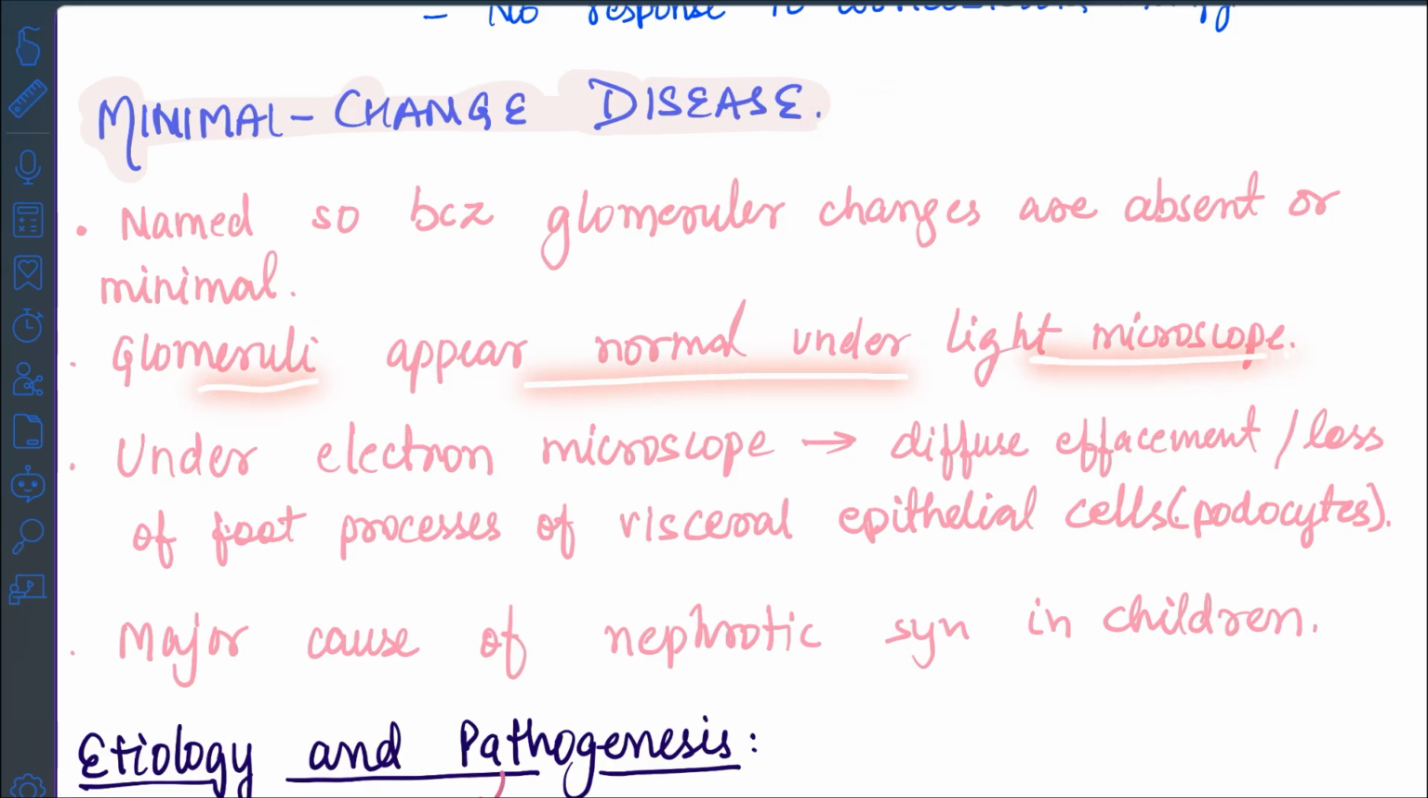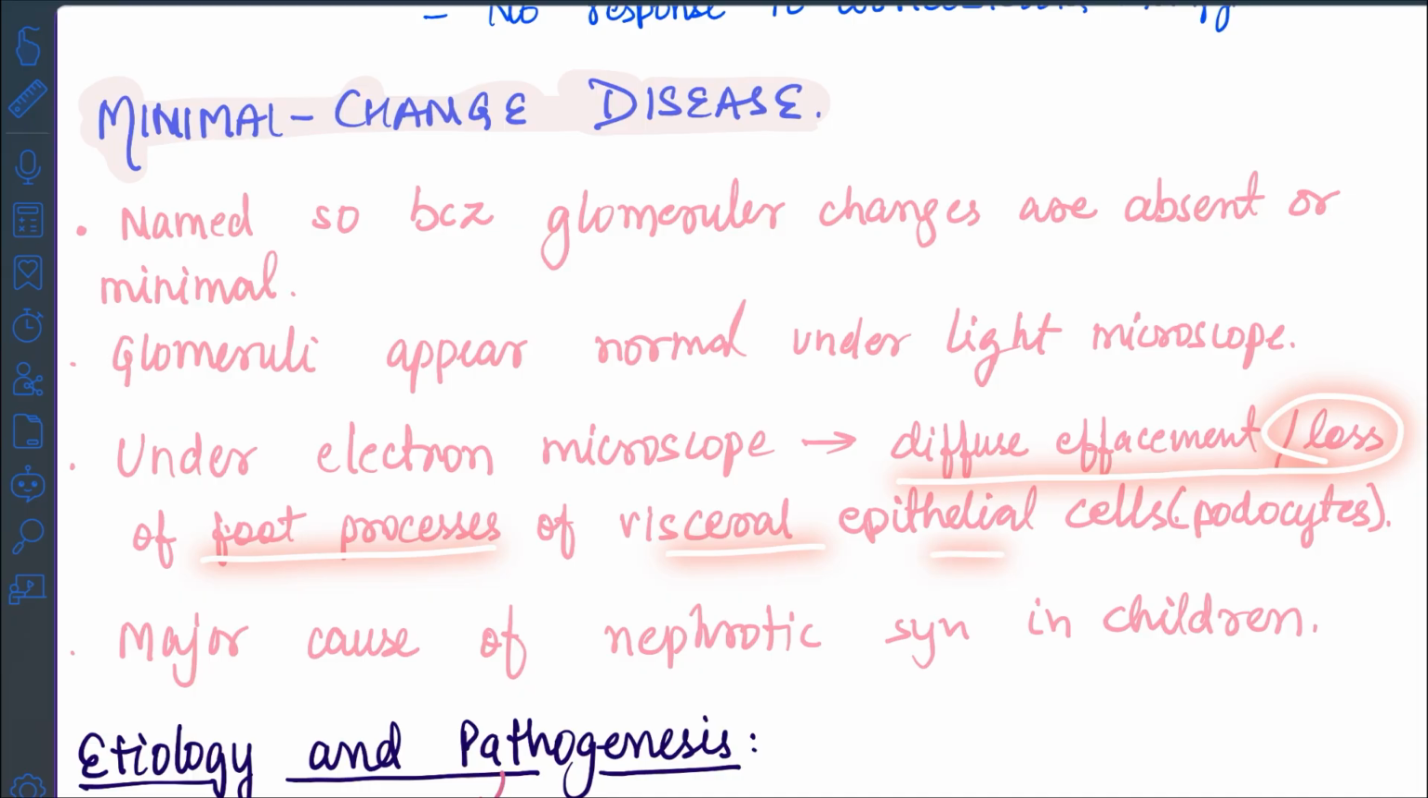Now the glomeruli appear normal under light microscope, as I said, and under electron microscope the diffuse effacement or loss of foot processes of visceral epithelial cell, also known as podocyte, is seen. So under light microscope you'll see no changes, but under electron microscope you'll see effacement or loss of visceral epithelial cells. Minimal change disease is the major cause of nephrotic syndrome in children.